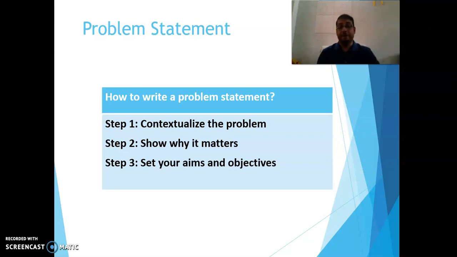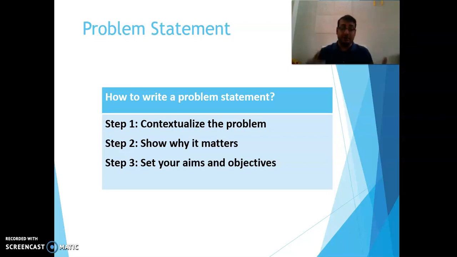Then second step, which is missing in the slide, but listen to me. Describe the precise issue that the research will address. That means we can ask ourselves, what do we need to know? Then step 3, show why it matters.